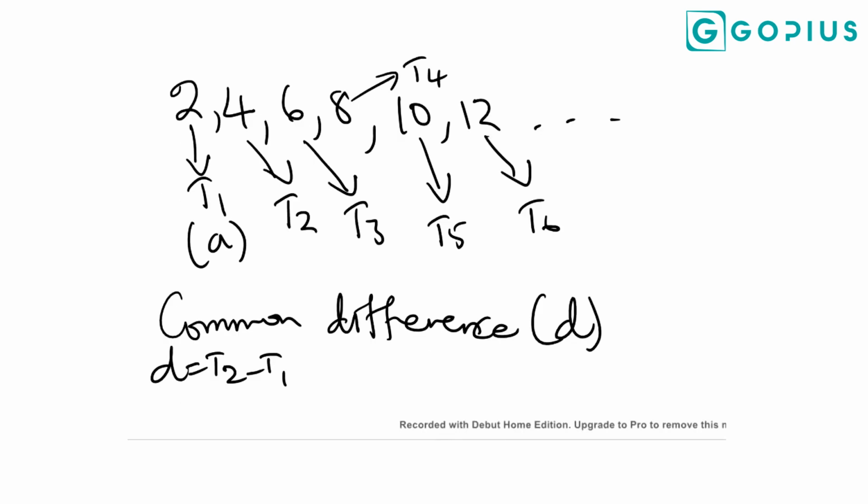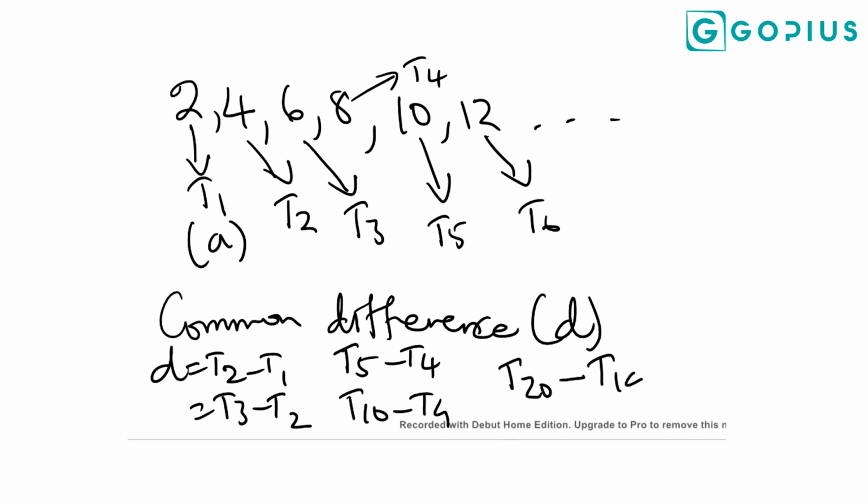D can also be given as T3 minus T2. It can also be given as T5 minus T4, or T10 minus T9. It's always the term in front minus the term behind. Always the term in front minus the term behind. So it can be given as T20 minus T19, T25 minus T24, T50 minus T49. It's always the term in front minus the term behind. So generally, the common difference D is always given as Tn minus Tn minus 1.